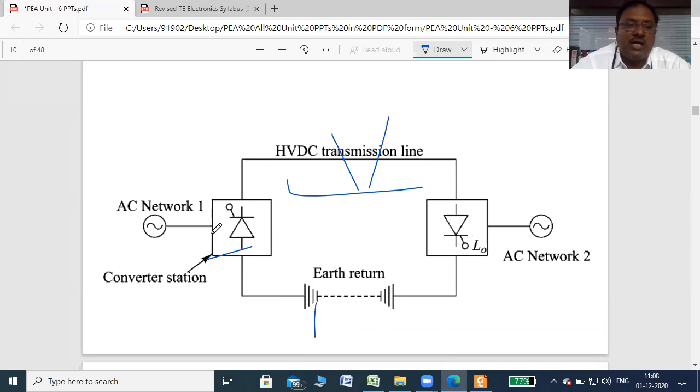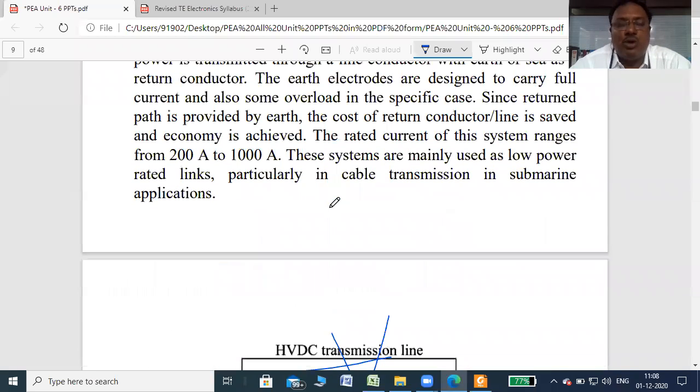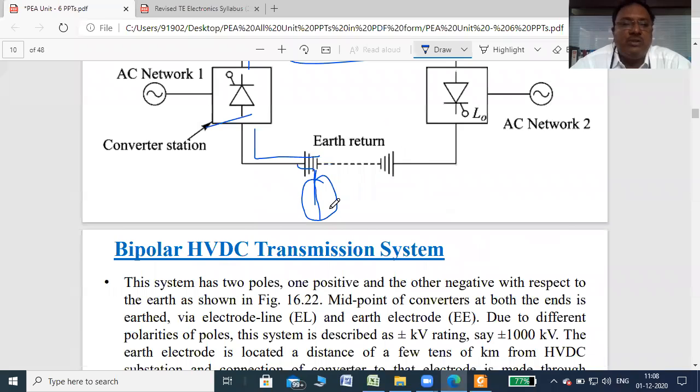So at the transmission there are two wires. One is the pole, another is the ground. But after some distance, a few tens of kilometers, this ground is directly inserted into the earth. So earth itself acts as a conductor for the return path, right? This is the transmitting path and this is the return path. So the earth itself acts as the return path. So this is called monopolar. Only one pole is there.